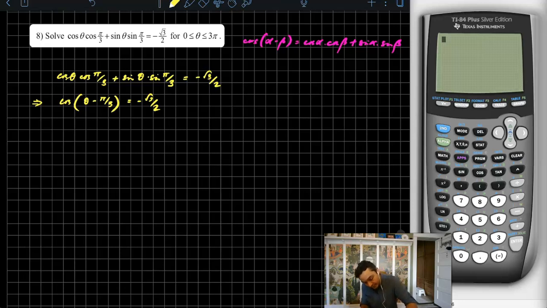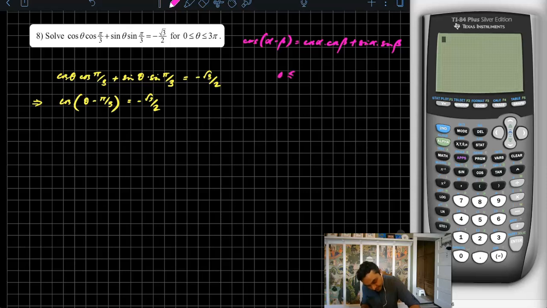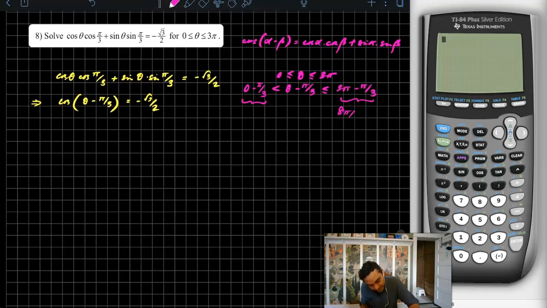So just to make sure we're including all possible values here, if my restriction is from 0 to 3 pi, then I want to make sure I'm initially considering values from below 0 because I'll be adding pi over 3 to them. So they could potentially make it as a solution. So I want to consider values from negative pi over 3 all the way up to what'll that be? So let's just do this out. That's going to be 9 pi, so it's 8 pi over 3.